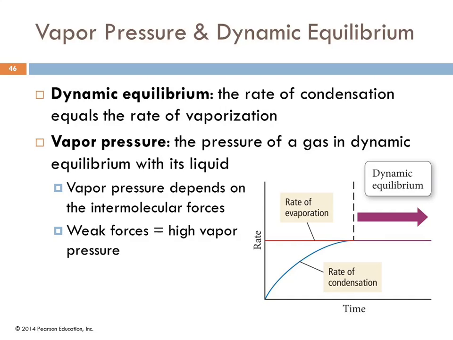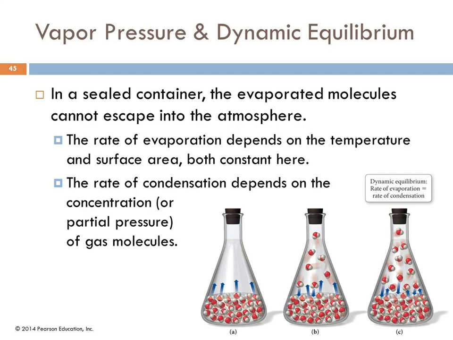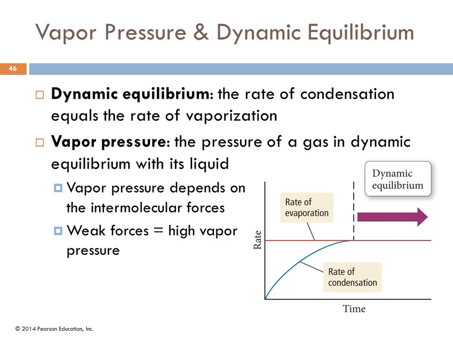What we call the vapor pressure, we've talked about the vapor pressure of water. The vapor pressure is the pressure of a gas in dynamic equilibrium with its liquid. So in that flask here, when equilibrium has been established, these water particles are exerting a partial pressure, and that's called the vapor pressure.